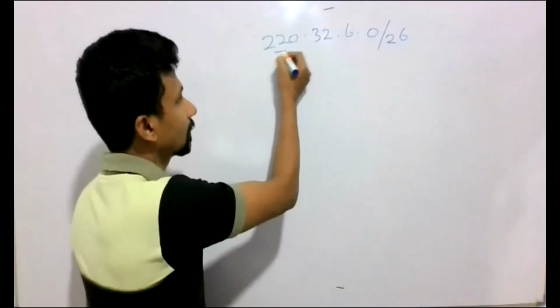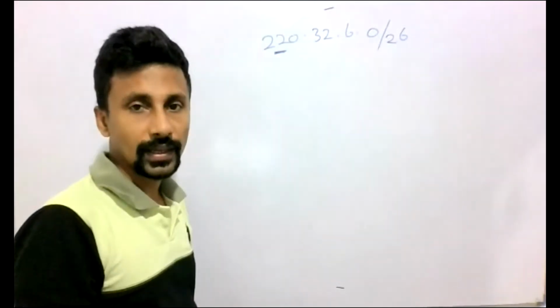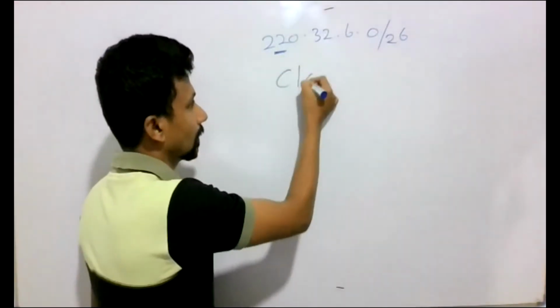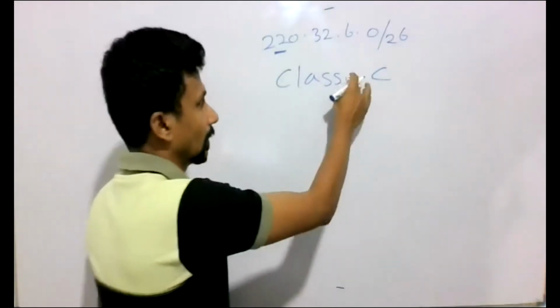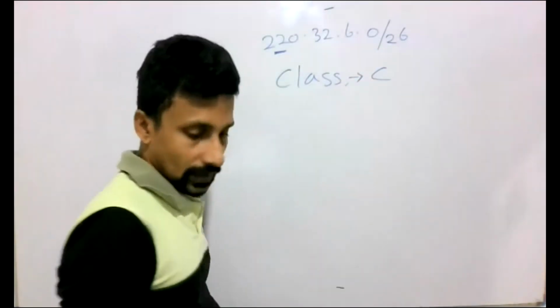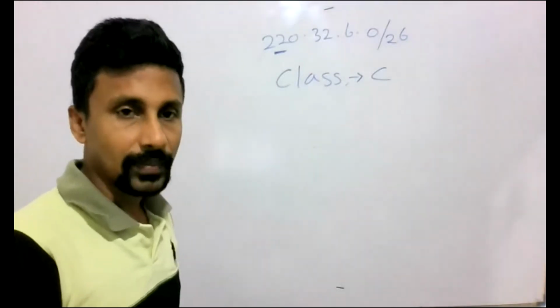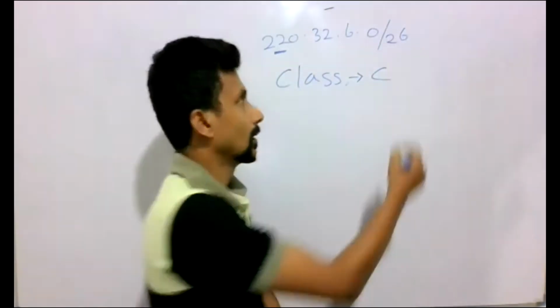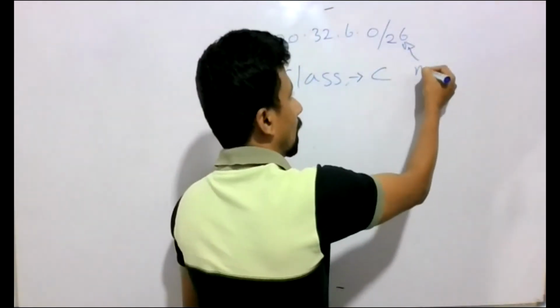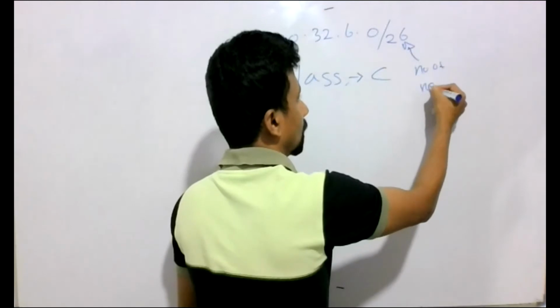Because it is starting with 220, so we can tell class A. Sorry, C. Class C. Then asking subnet mask. Now we can identify there are 26 number of network bits.